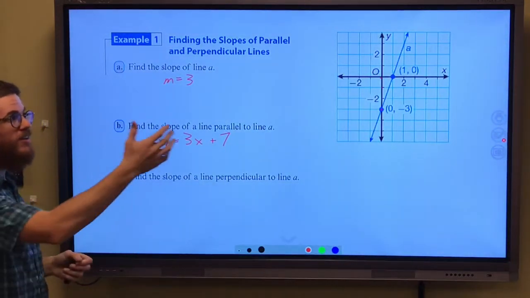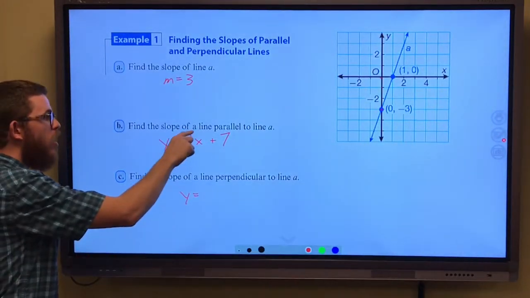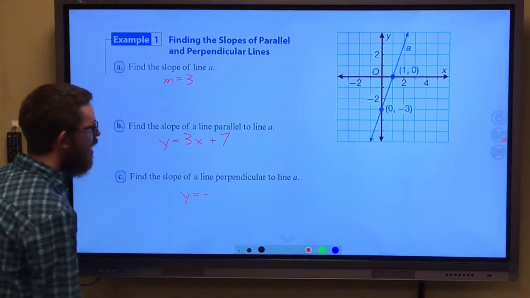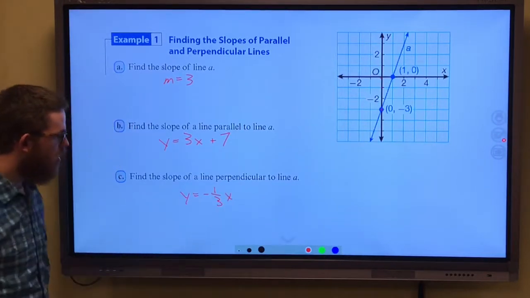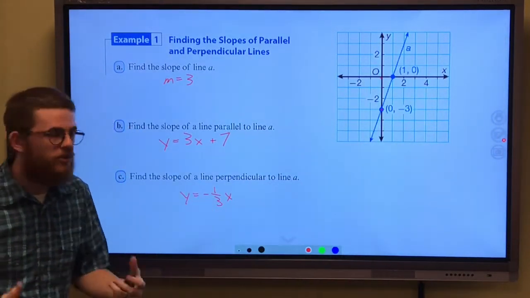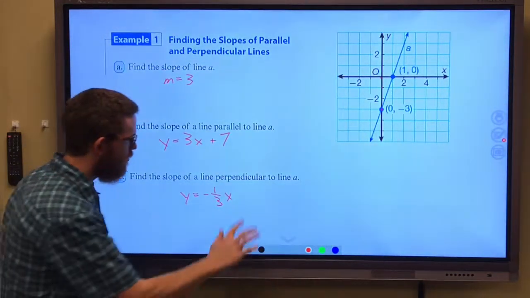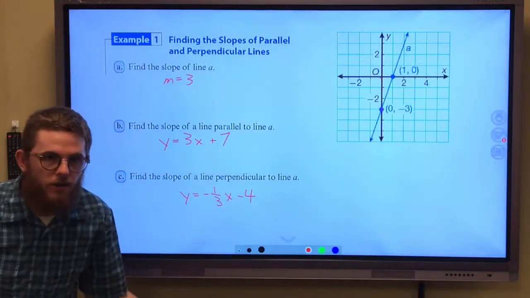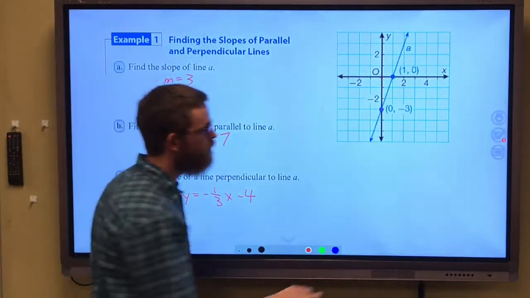Find the slope of a line perpendicular to A. Well, this is going to be any line with an opposite reciprocal of the slope. The opposite of a positive is a negative. The reciprocal of 3 is 1/3. So any equation works, as long as the number in front of x is the opposite reciprocal of that slope. I'm going to do -1/3 x minus 4. It doesn't matter what you put out here. As long as the slope is an opposite reciprocal, that line's going to be perpendicular.